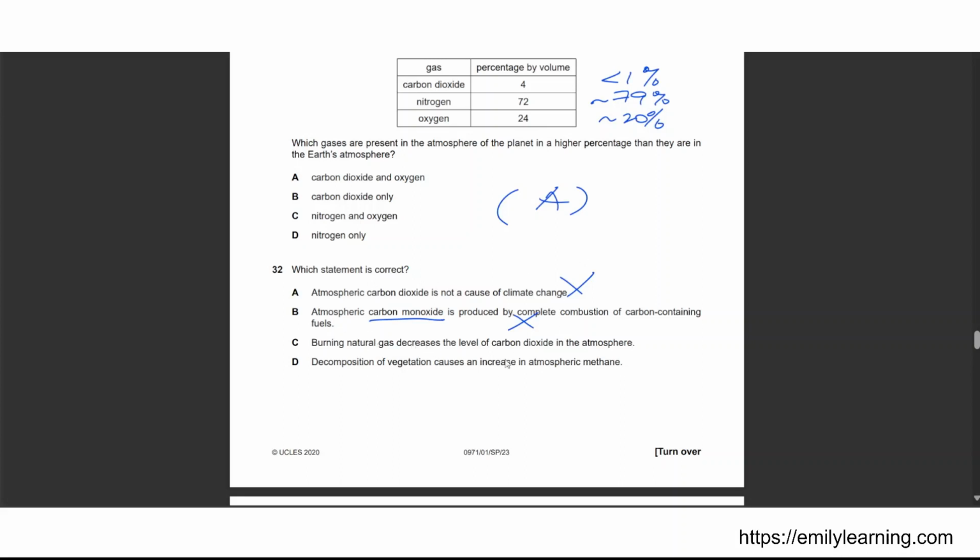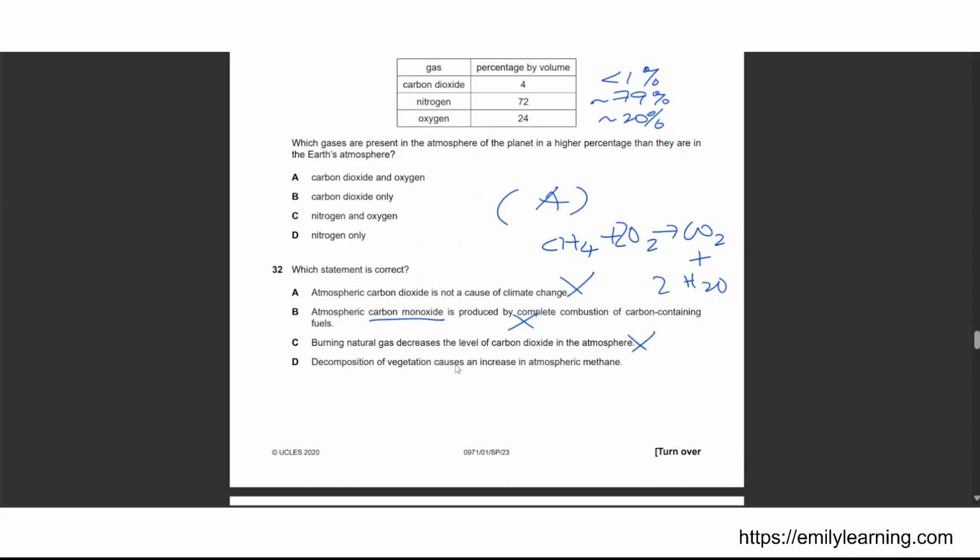Burning natural gas decreases the level of carbon dioxide in the air. No, when you burn natural gas, which is essentially methane, you will form CO2 and H2O, and this will increase the amount of carbon dioxide in the air. So this is also not correct.